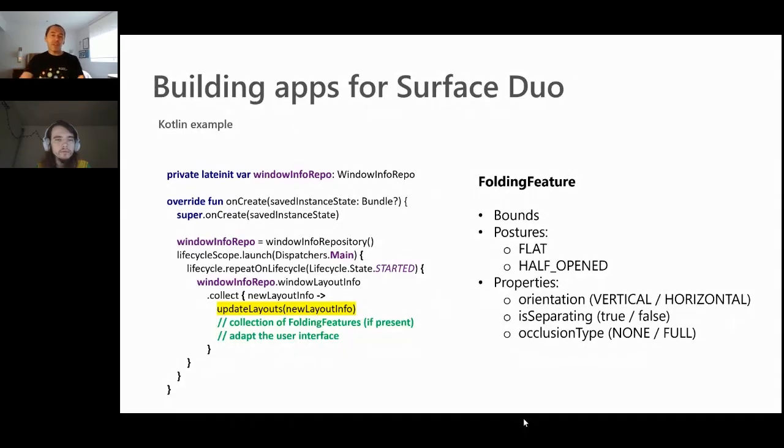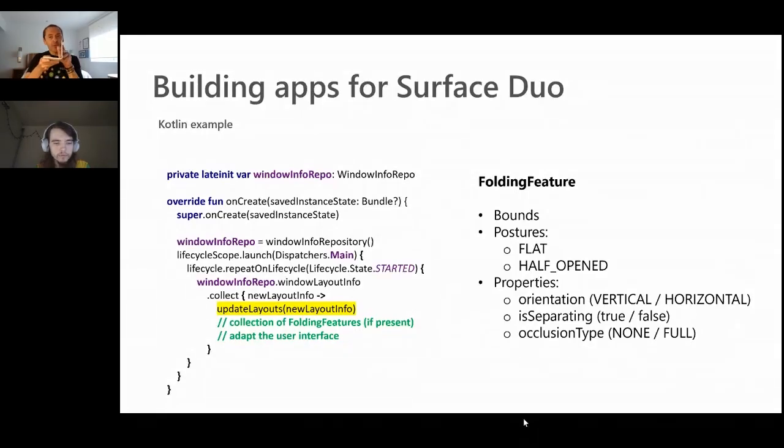So what happens is it sends you a layout info class, and that layout info class has a collection of folding features. And notice I said collection. So Surface Duo and Surface Duo 2 only have one fold, but I guess we're thinking about the future. So you check that collection, and if there is one or more folding features, you make some decisions in your application's layout based on the bounds, the postures.